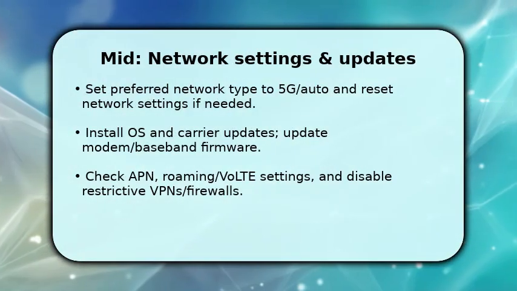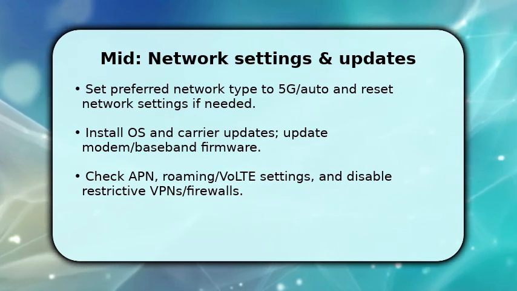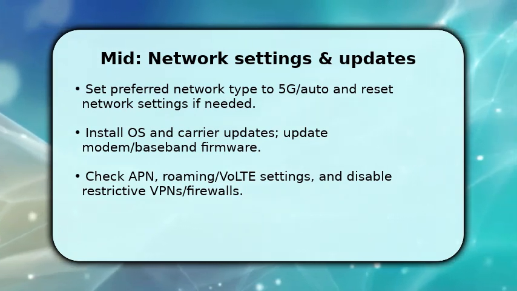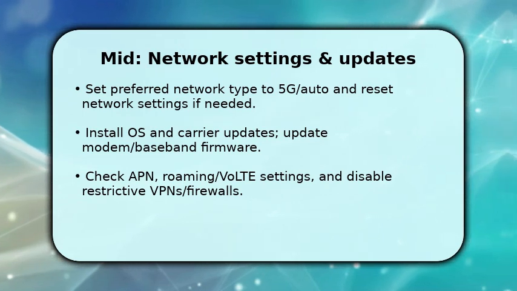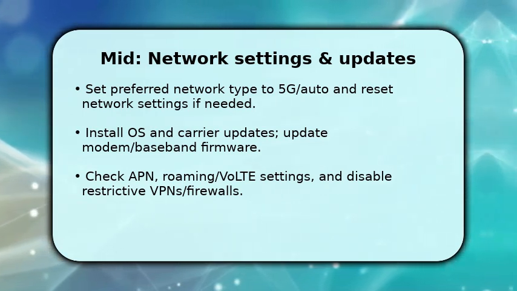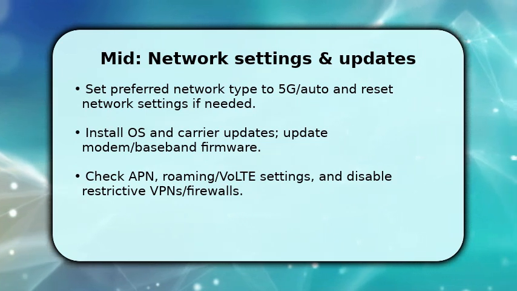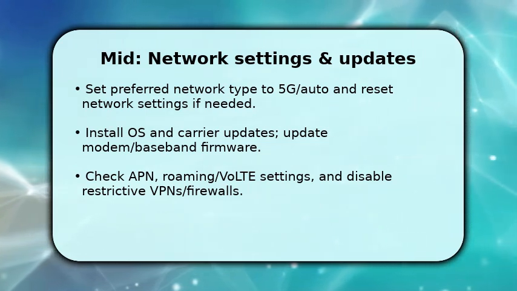You now adjust software and configuration. Switch preferred network type to 5G/auto and toggle cellular data off and on. Once done, update the phone OS and carrier firmware. Modem updates can fix radio issues.